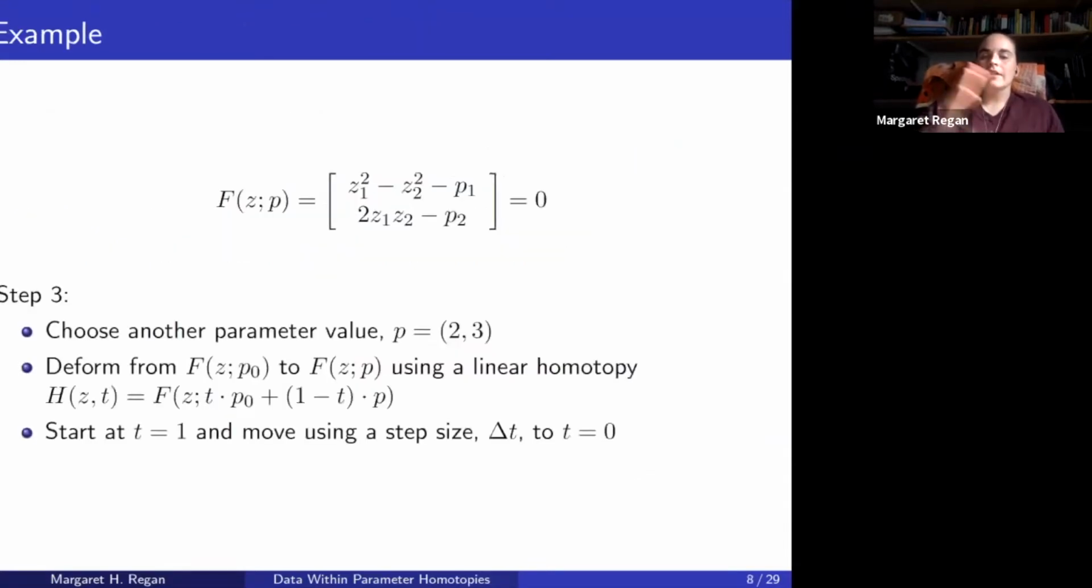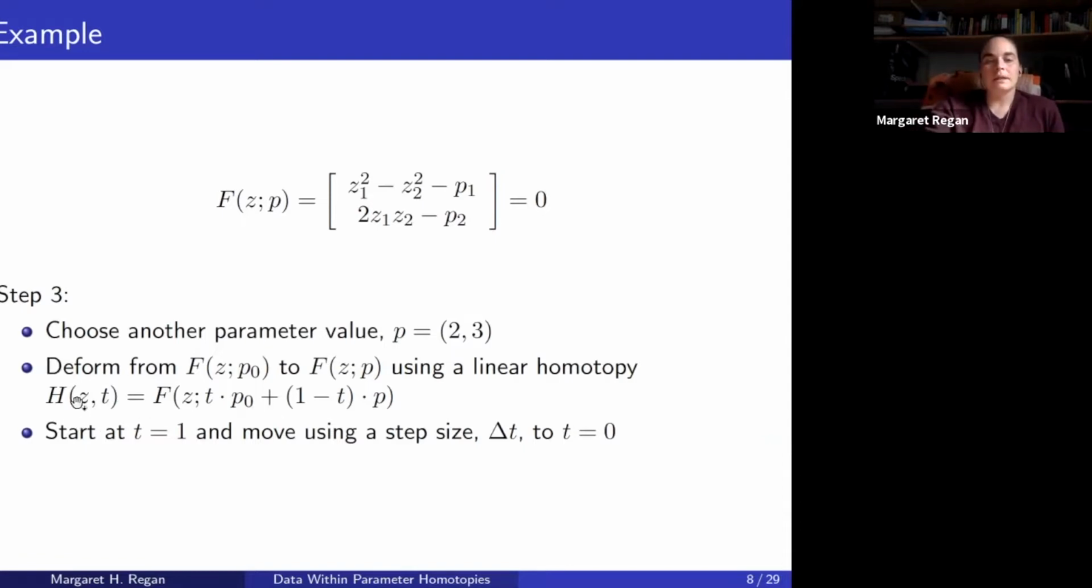And so now that we've found the solutions to f of z at p0, we can then use a parameter homotopy, a different type of homotopy, to solve this system at any other different values of p. So we can choose another p, maybe 2, 3, for example. And we can now deform from our f of z at p0 to f of z at p, which is 2, 3 here, but could be anything.